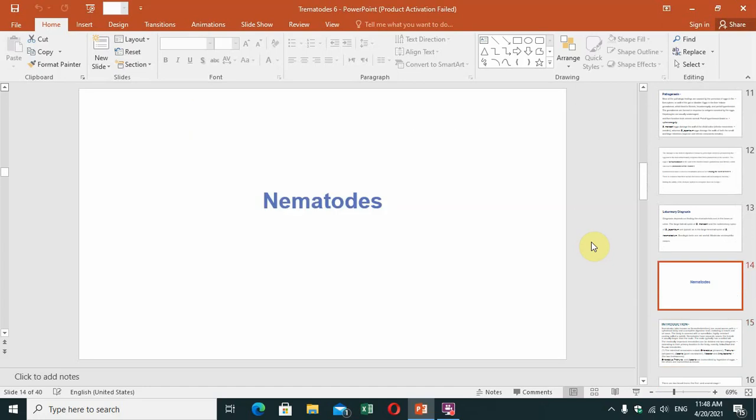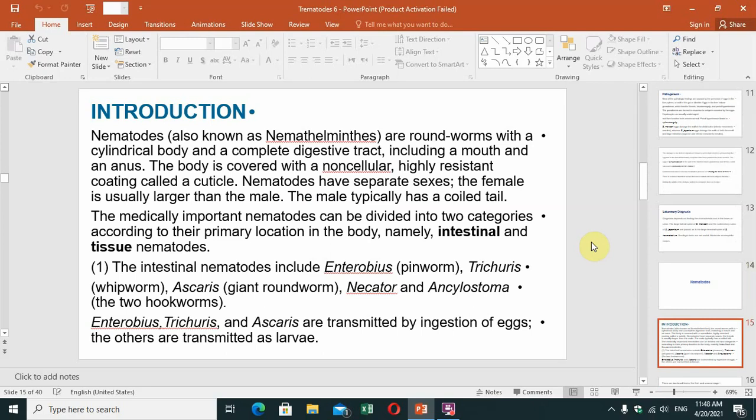We take another class, which is the nematodes, the roundworms. Nematodes, also known as the nemathelminthes, are roundworms with a cylindrical body and a complete digestive tract, including a mouth and an anus. Their body is covered with a non-cellular, highly resistant coating called a cuticle. Nematodes have separate sexes. The female is usually larger than the male. The male typically has a coiled tail.